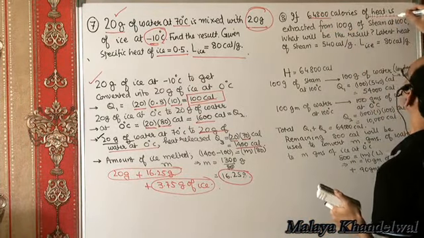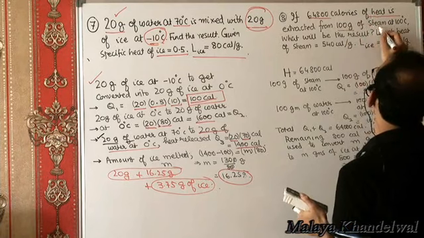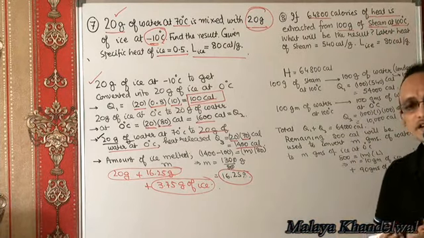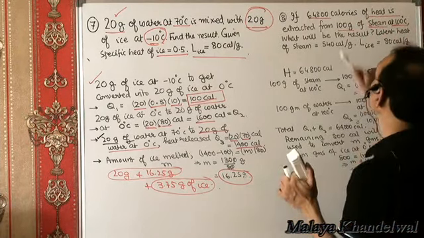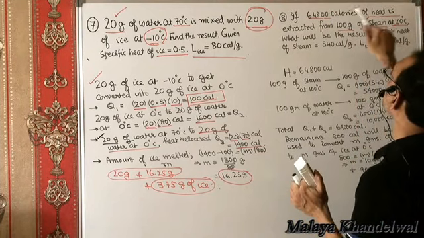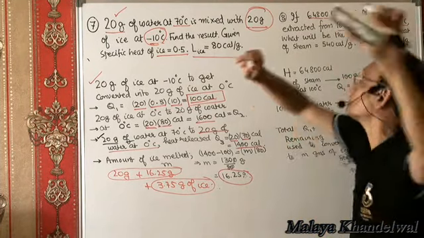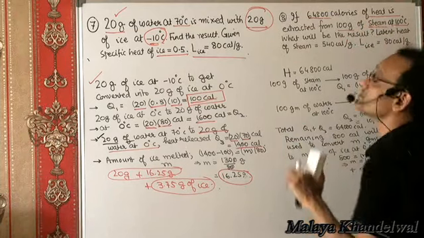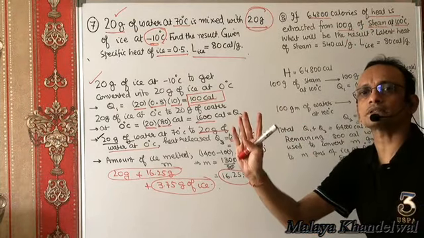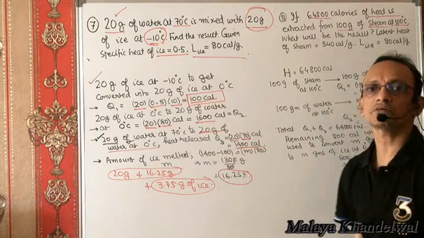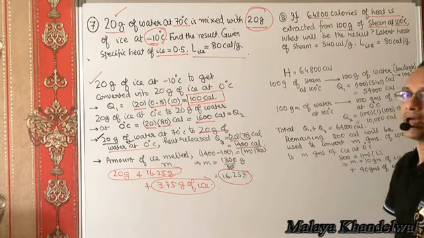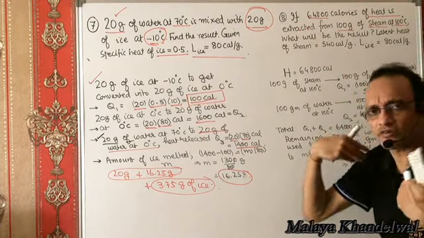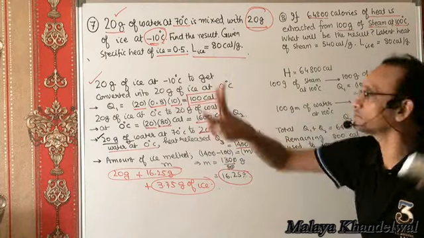64,800 calories of heat is extracted from 100 grams of steam at 100 degrees centigrade. By some means, 64,800 calories of heat is expelled from 100 grams of steam at 100 degrees. So we have 100 grams of steam at 100 degrees centigrade, and 64,800 calories of heat is expelled.